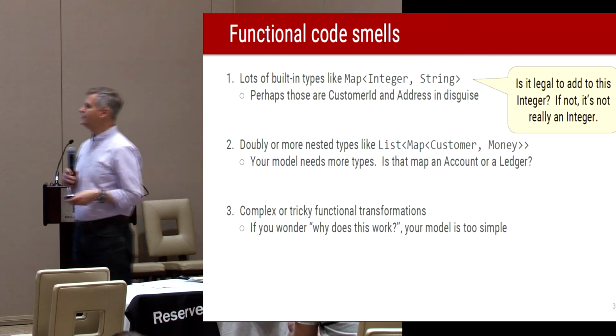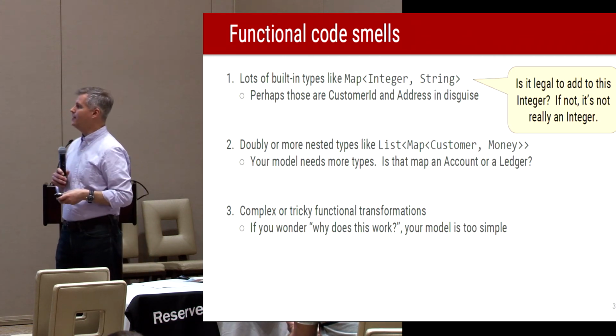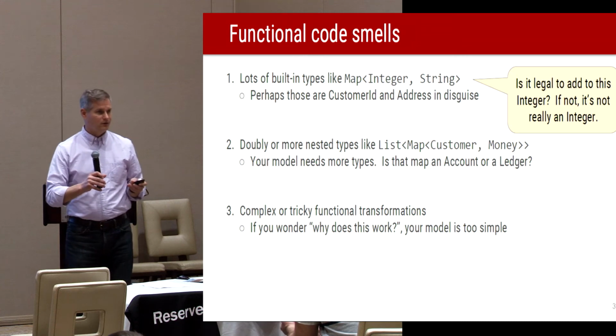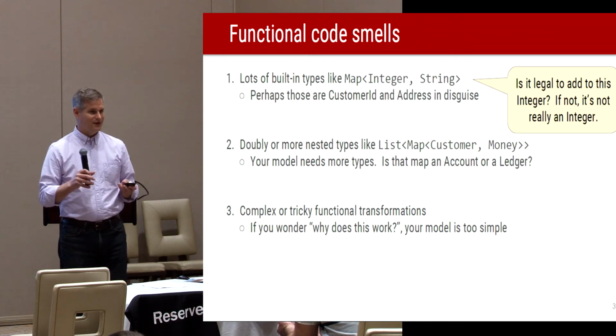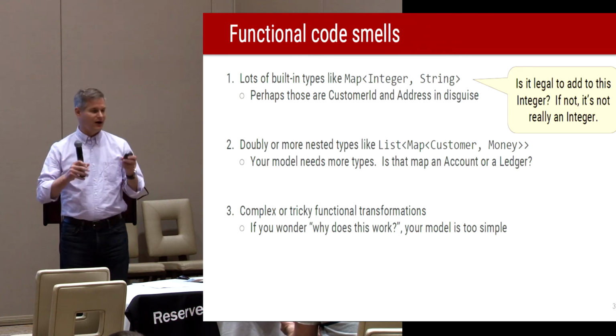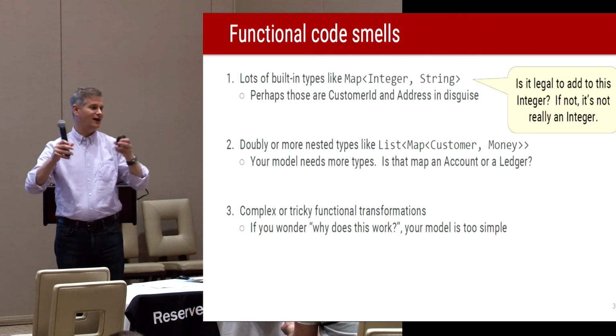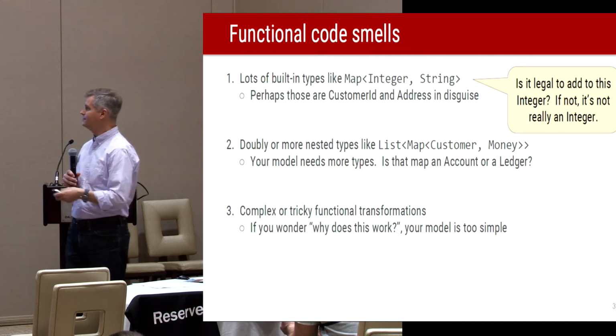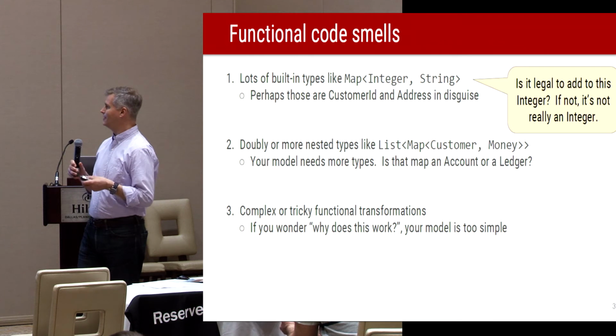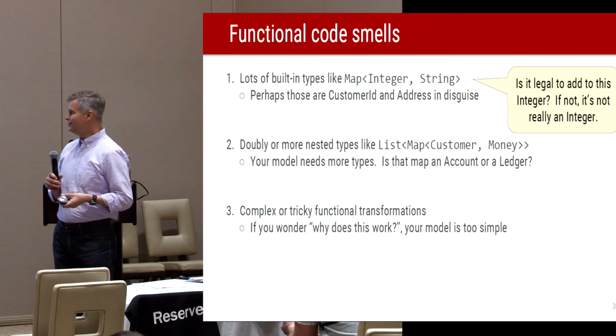So the second one is that I would see code coming my way where, again, people had a problem, the model was not in the right shape for it, and they just started pushing harder by nesting these angle bracket parameterized types. In this case, a list of a map of a customer and money. Okay, so you just need more types in there.